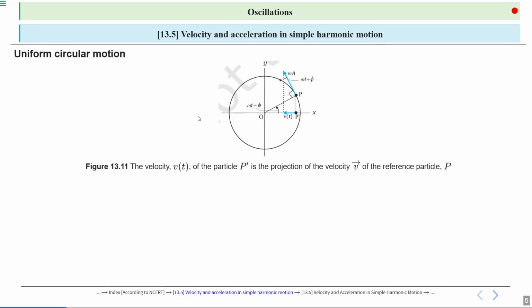Alright, 13.5 velocity and acceleration in simple harmonic motion. Let's start by looking at uniform circular motion. So in the figure 13.11 we see a particle moving in a circle at a constant speed. The velocity of particle shown as v of t is actually the projection of the velocity vector of a reference particle moving around the circle.